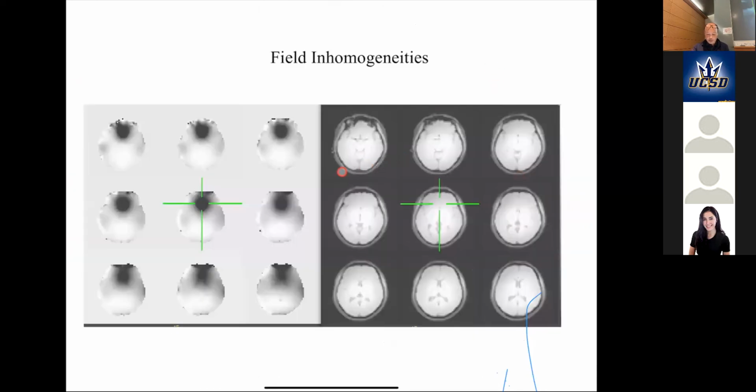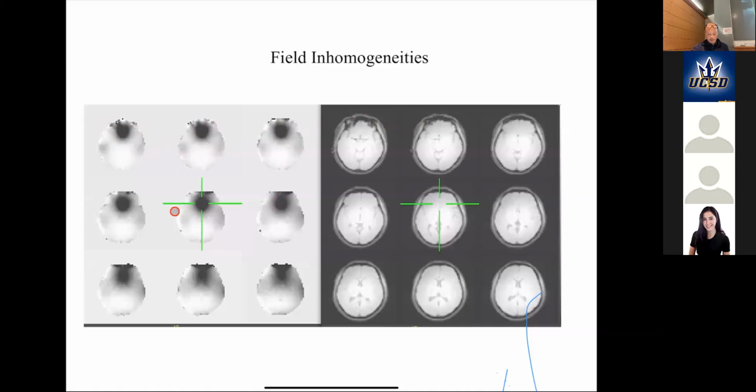So what I'm showing you here is 3 images. It's the same head. We're just going up slice-wise, starting here and working our way up through the head. These are what the anatomy looks like, and these are images of the field. So the darker might mean the field is lower here, and it's higher here. So this is the front of the head.